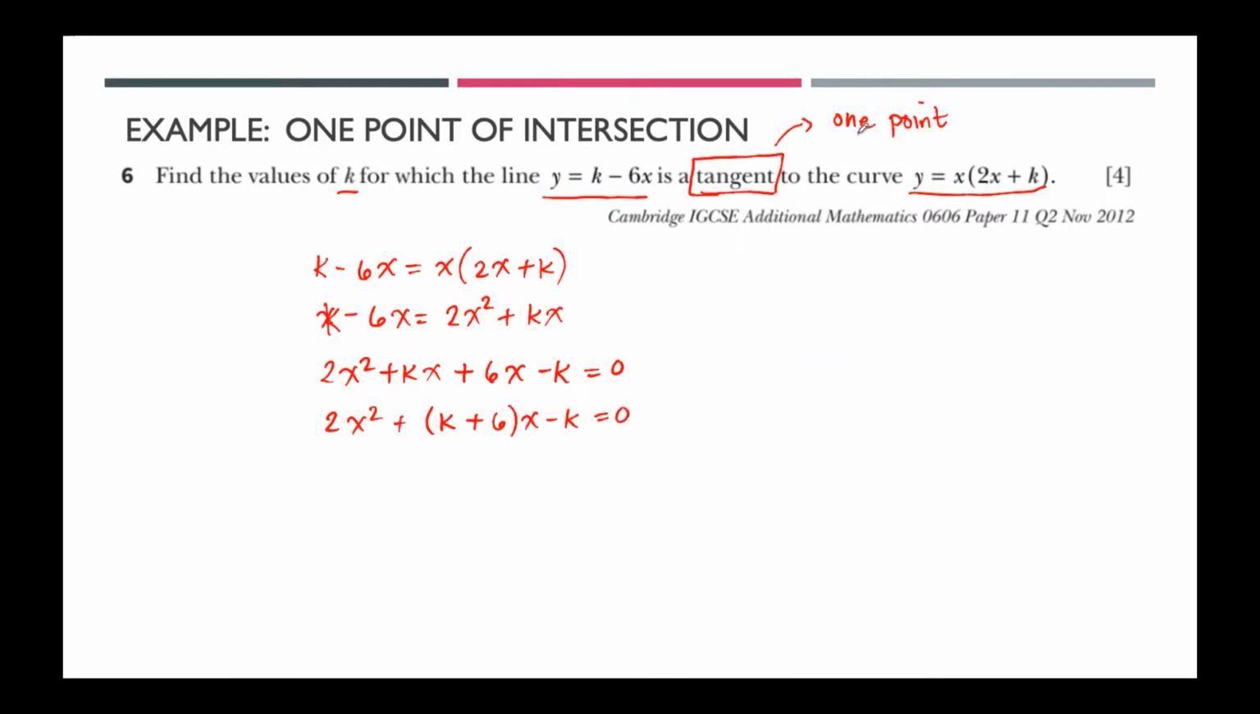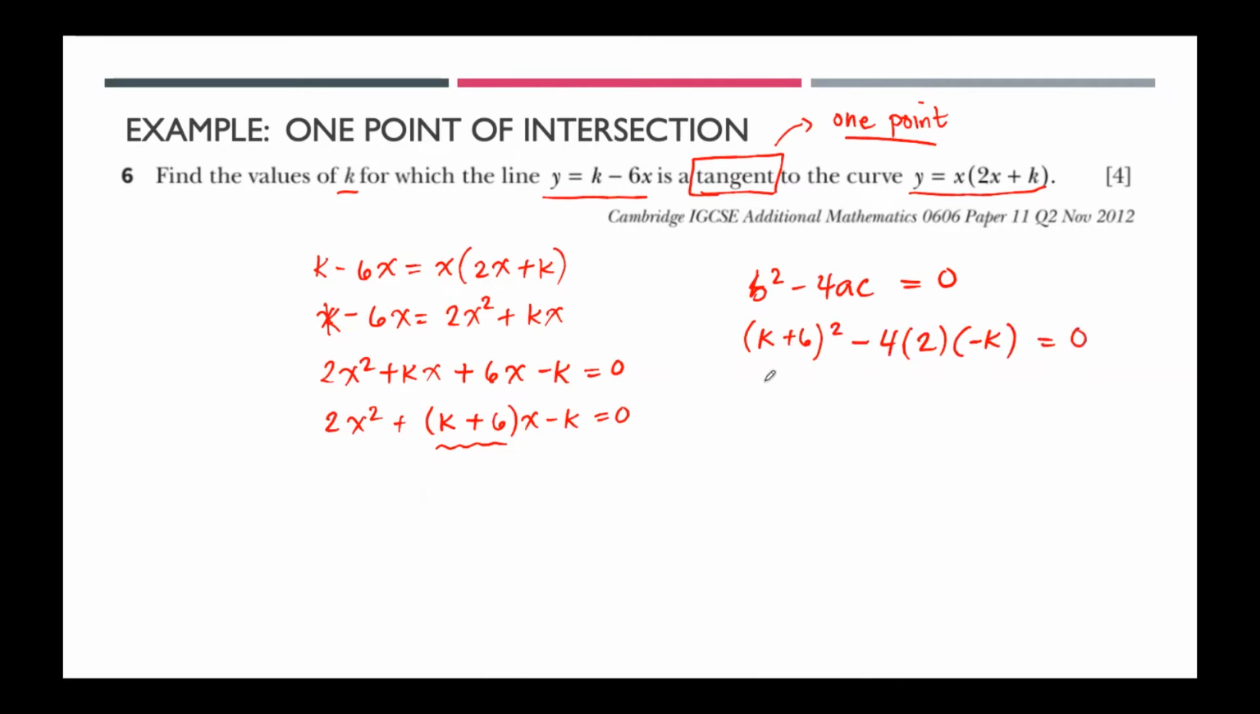Since we are referring to 1 point only, the discriminant, which is b squared minus 4ac, must be equal to 0, so that you only have 1 point of intersection. In this case, your b is the coefficient of x, which is (k plus 6) squared, minus 4 times your a, which is 2, and your c, which is negative k, and this will give us 0.